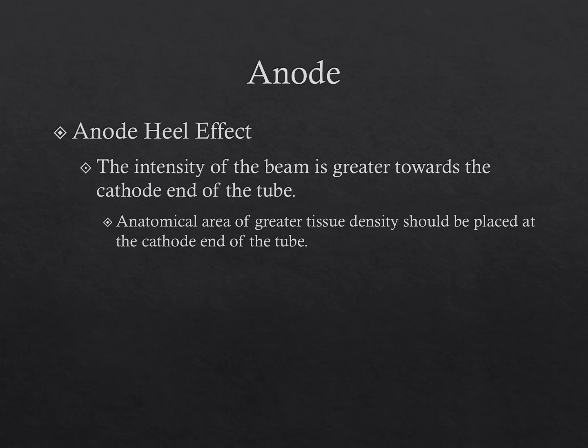So just one more time to keep this in your head, the intensity of the beam is greater towards the cathode end of the tube. So therefore, we want to put the thicker part under the cathode, thinner part under the anode, to take into consideration any help we might get from the anode heel effect.